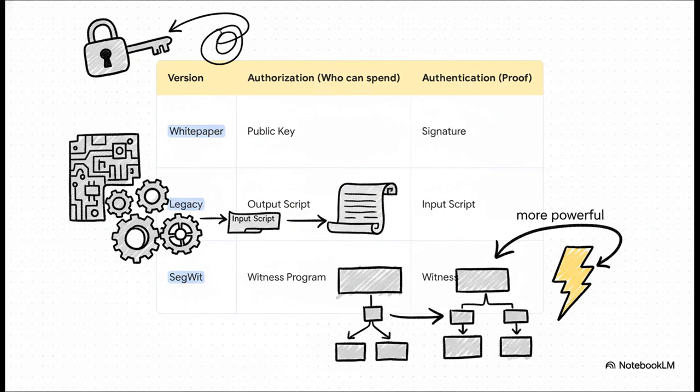This table here really shows you what I'm talking about. You start with the original white paper, super simple concepts. A public key says who can spend, a signature is the proof. The legacy system made that more abstract with scripts, and SegWit takes it even another step further, with witness programs defining the rules and the witness structure providing the proof. Each step makes the whole system more and more powerful.